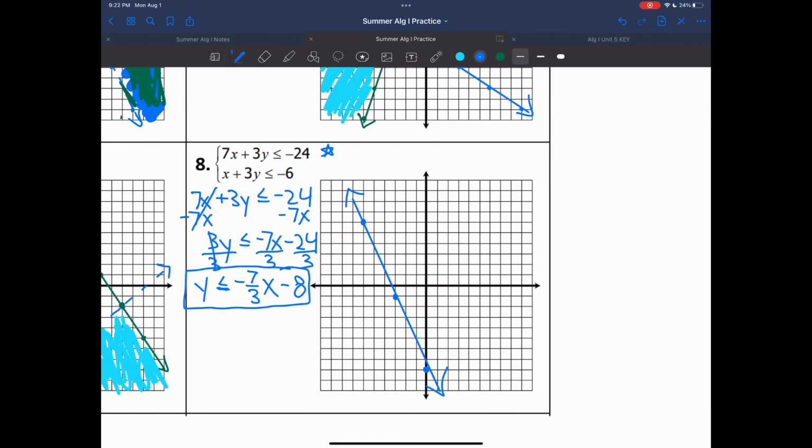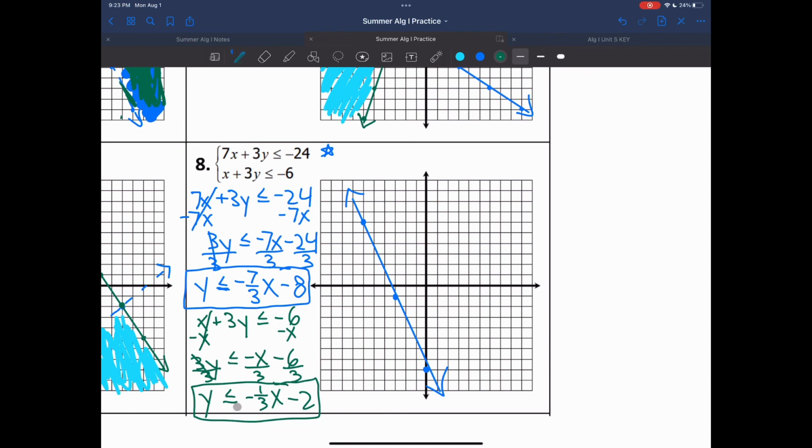Let's get our green one done, and then we'll look at the shading at the end. Let's write this guy down. We're going to start by subtracting the x from both sides. So we've got 3y is less than or equal to negative x minus 6. And then we divide everything by 3. No sign flipping here, dividing by a positive. So that would be negative 1/3 x and then minus 2.